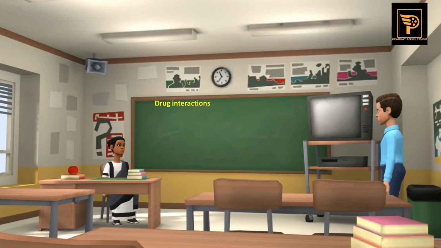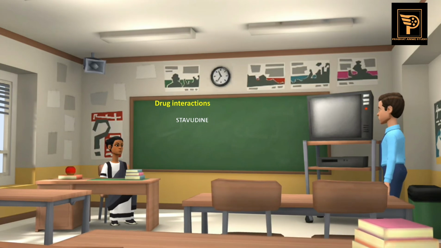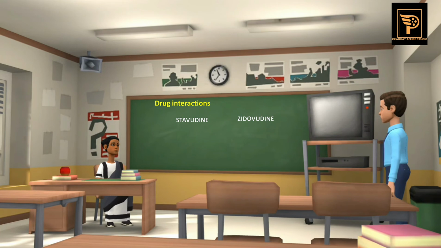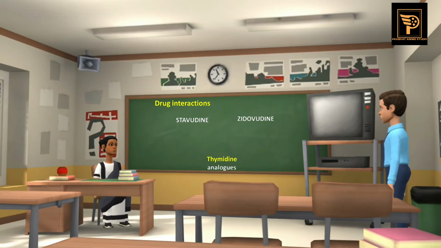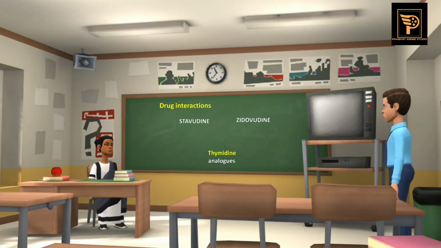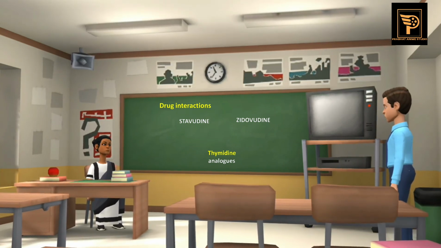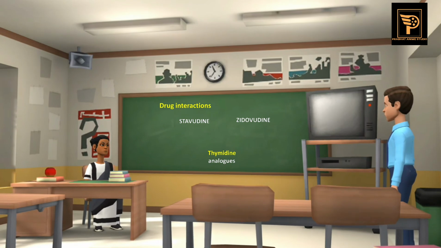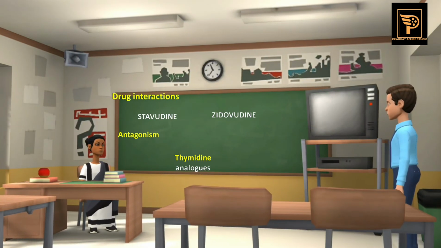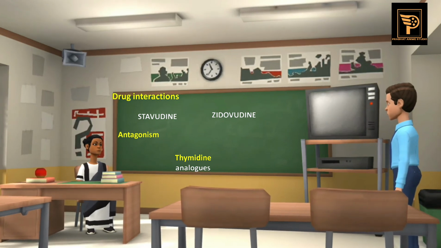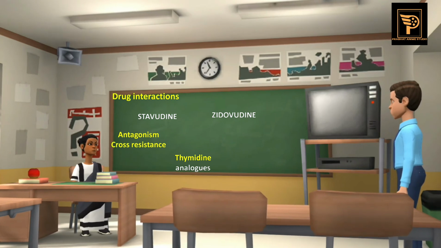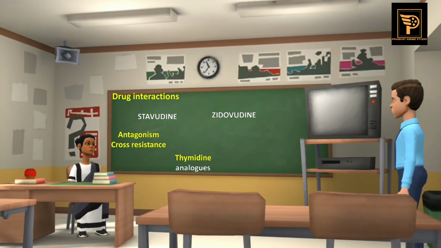Drug interactions. One of the drugs is stavudine, which is somewhat similar to Azidothymidine. You can observe both have a similar suffix. Stavudine is a thymidine analog, whereas Azidothymidine is again a thymidine analog. So both of these drugs are NRTIs. When both are given simultaneously, there may be competition between the two drugs for phosphorylating enzymes. Thereby each drug can antagonize the other, and they can also produce some cross resistance. Because of these two limitations, stavudine and Azidothymidine should not be combined.